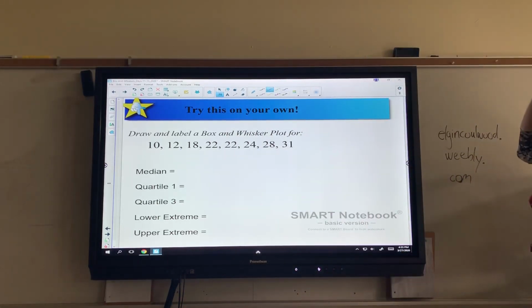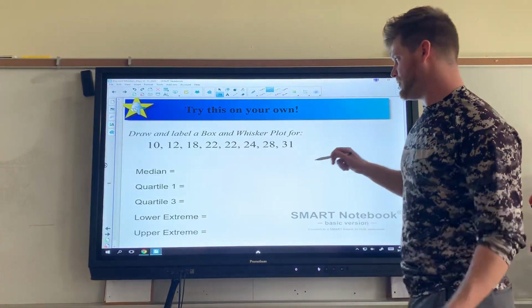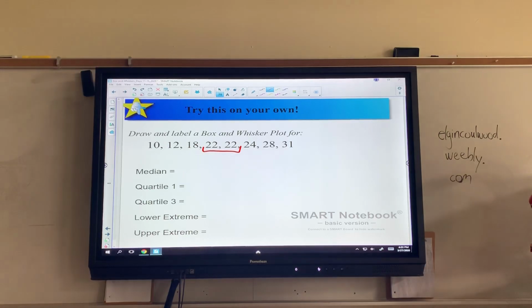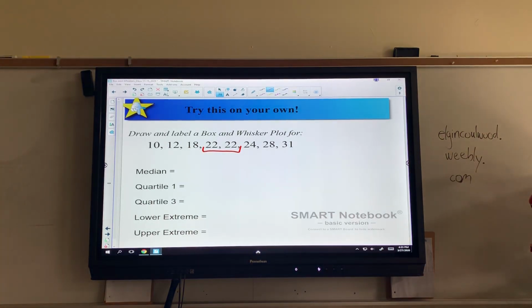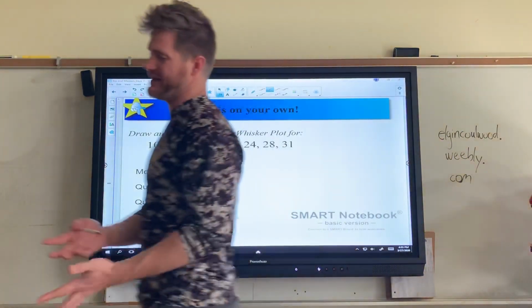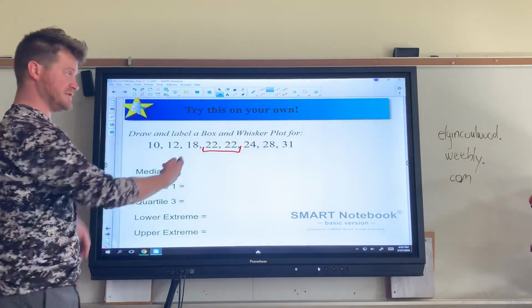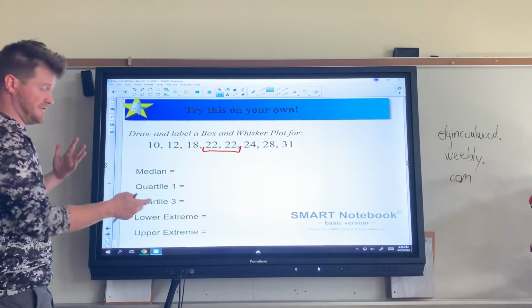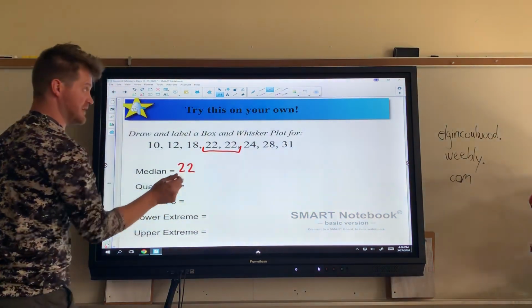So this one's already in order from least to greatest. So like we said before, the hard part's done for us. When I'm looking at this, those are the two middle numbers, 22 and 22. Well, if you do 22 plus 22 and then divide by 2, you're going to get 22. 22 plus 22 is 44, divided by 2 is 22, because there is no number in the middle of 22 and 22, it's just itself. So the median is going to be 22.